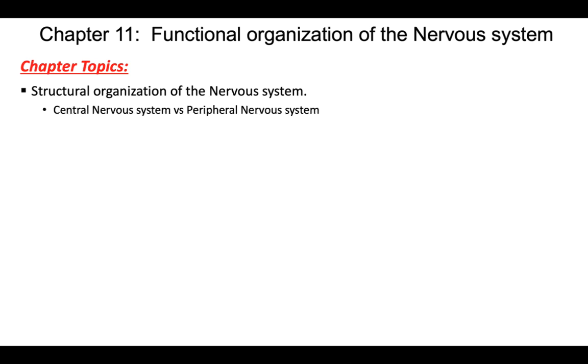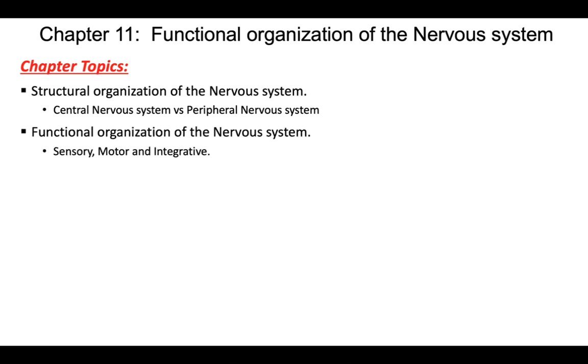neurotransmitters. So just looking at the topics, again, we're going to understand the organization of the nervous system structurally. So basically, what do we mean by central nervous system versus peripheral nervous system? But also functionally, what do we mean by sensory neurons? Or what do we mean by motor neurons? And what do we mean by integrative functions? So that's how we look at the nervous system, either structurally and functionally.